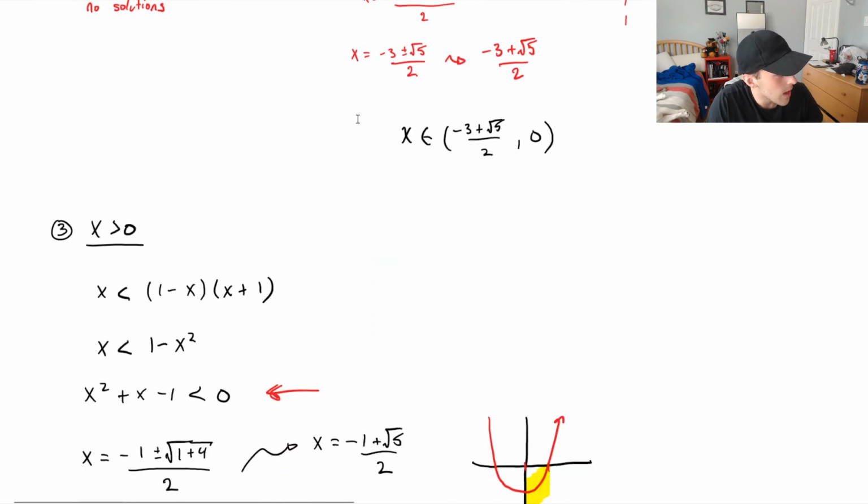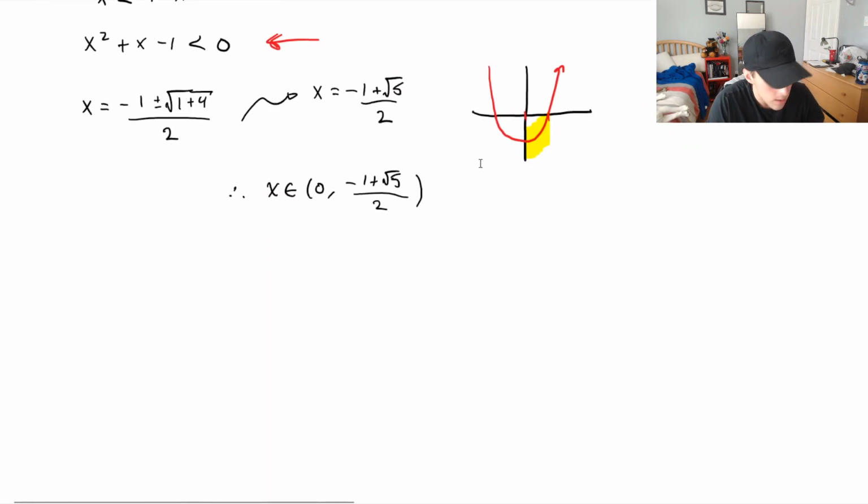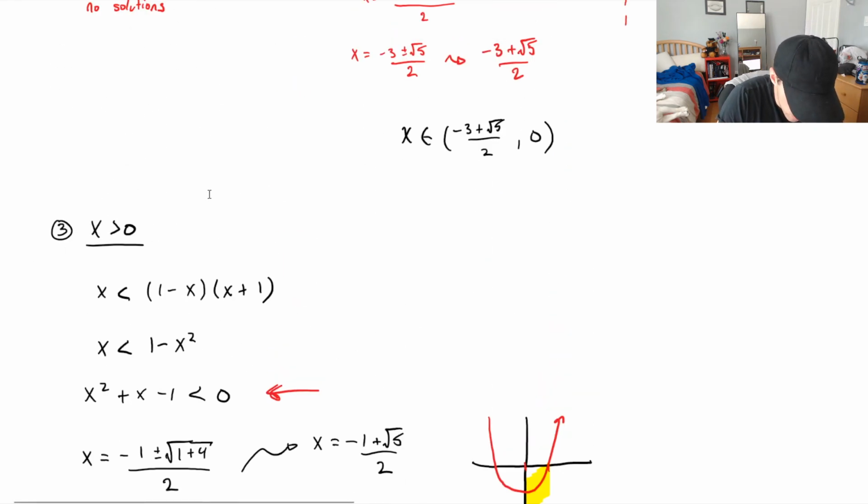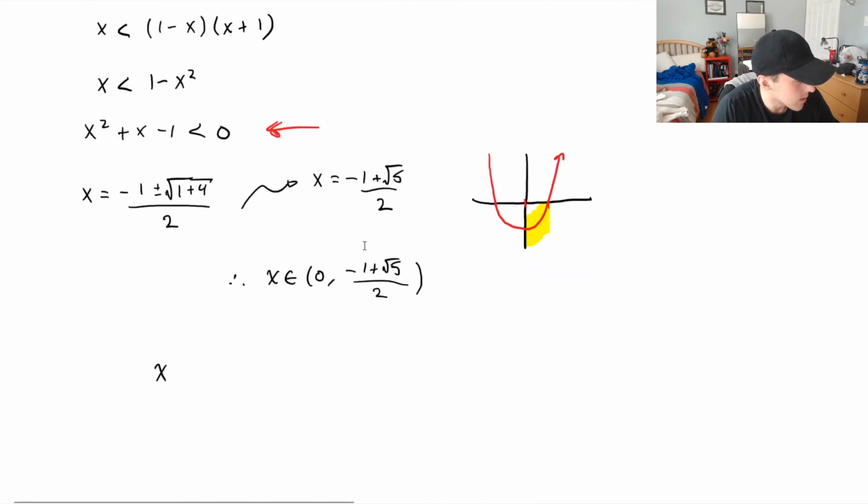So if the absolute value is defined at that cusp, then we could just say that the solutions would be from the first root, which was -3 plus square root of 5 over 2, up until, and then 0 is inclusive, right? So then we would have -1 plus the square root of 5 over 2. And finally, you're done with this disgusting inequality question, and hopefully you never have to do this again.